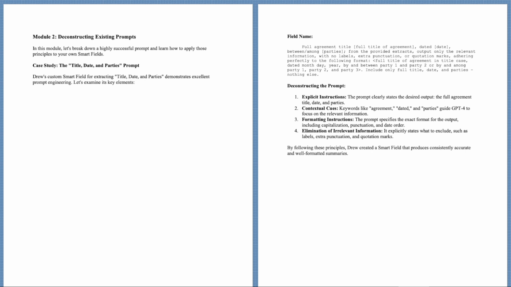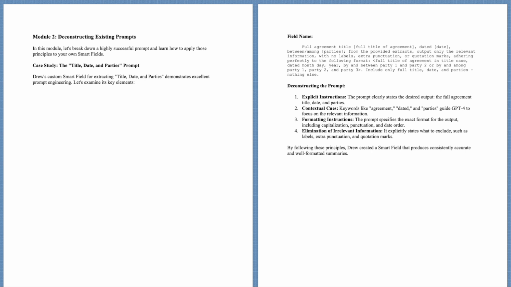1. Explicit instructions. The prompt clearly states the desired output: the full agreement title, date, and parties. 2. Contextual cues. Keywords like agreement, dated, and parties guide GPT-4 to focus on the relevant information. 3. Formatting instructions. The prompt specifies the exact format for the output, including capitalization, punctuation, and date order.